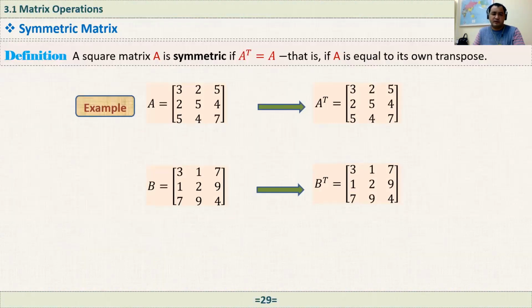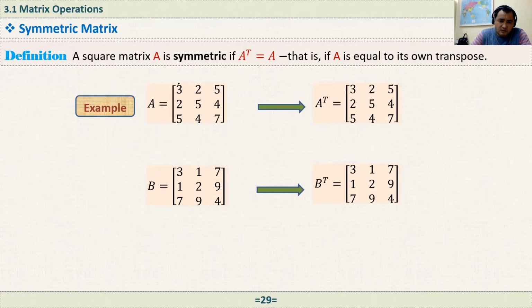And after that, you'll have a break. Symmetric matrix, one of the very useful matrices. A square matrix A is symmetric if A transpose equals A. That is, if A is equal to its own transpose. That is the definition of a symmetric matrix. As you see here, even if you transpose, nothing changes. That is called a symmetric matrix.